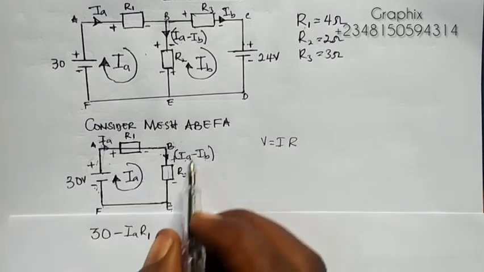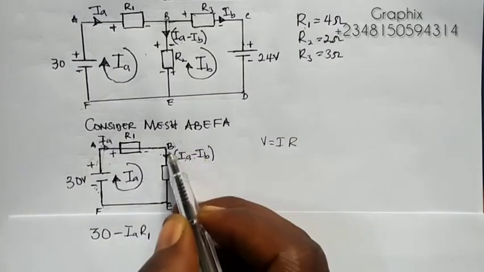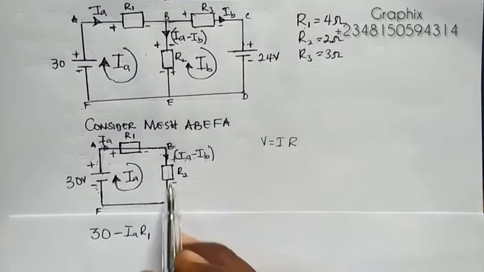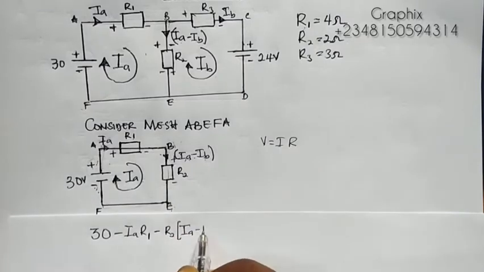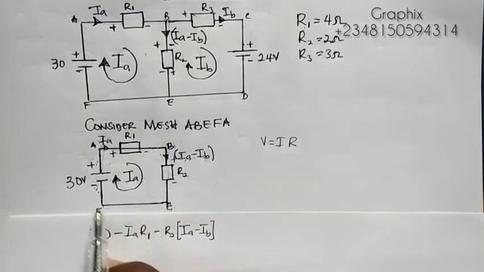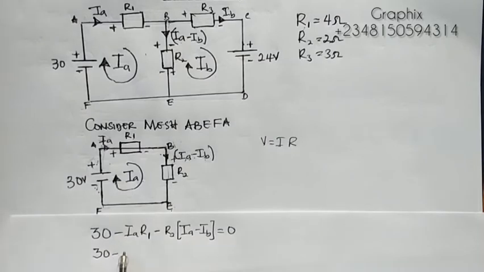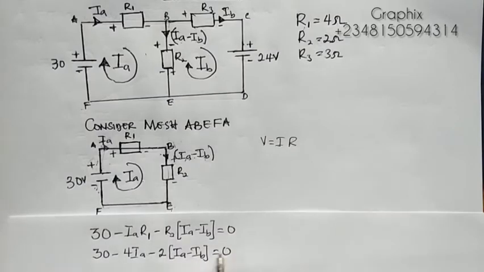Now when it moves from B to E, IA minus IB is the current moving through R2. We have minus R2 into brackets IA minus IB. There's no other resistor here, so it equals 0. Now my R1 is 4, so I have 30 minus 4IA, minus R2 is 2, so 2 into bracket IA minus IB equals 0.